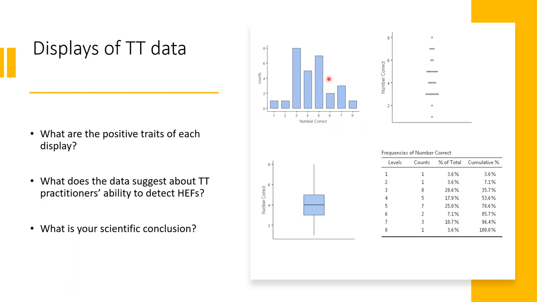It shows you that most of the scores are centered between 3 and 5. Remember, 5 is chance performance. There were a few people who did better than chance, but most people are doing below chance.